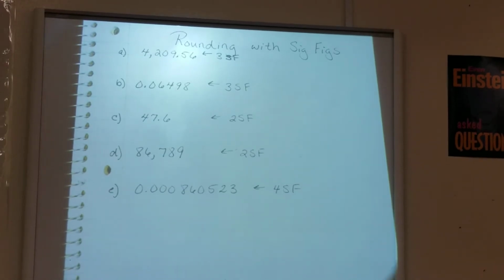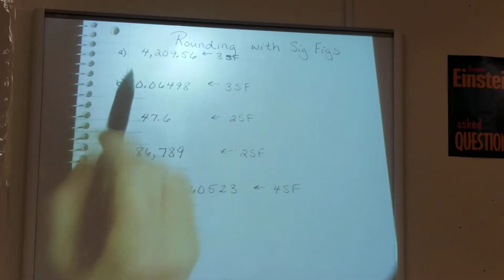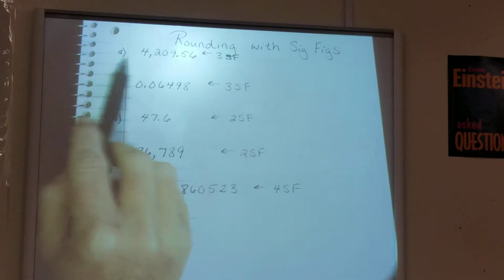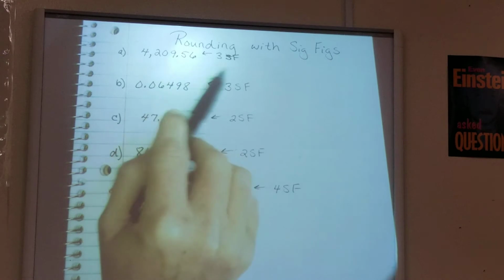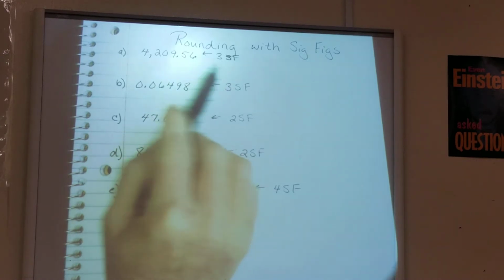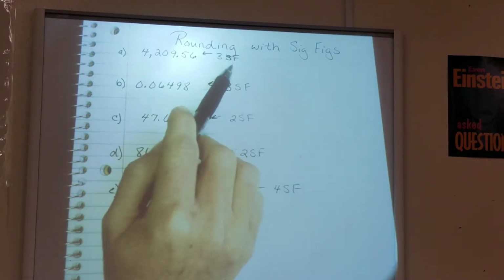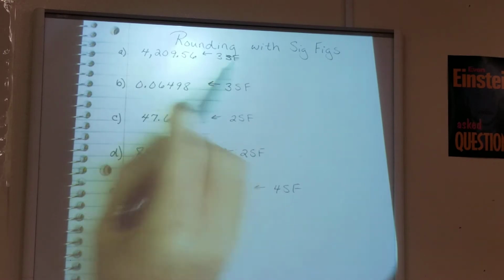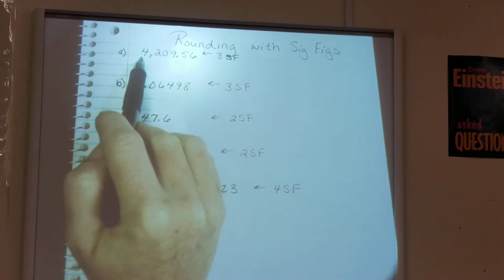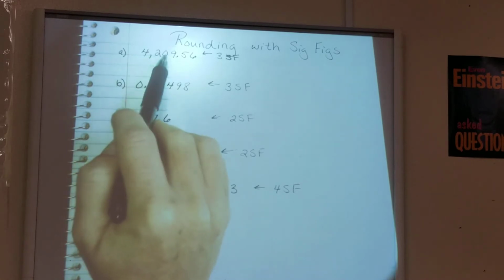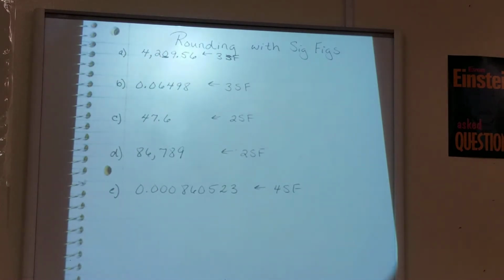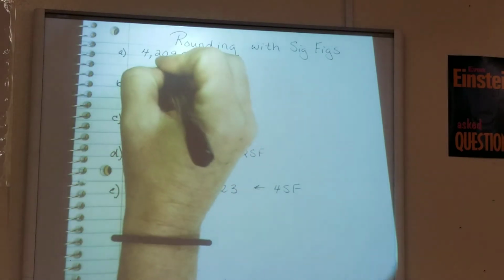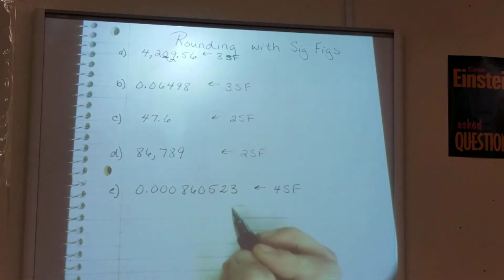Okay, so for a quick example on rounding with sig figs, I've got some numbers here. First of all, 4,209 and 56. If I wanted to round this number to 3 sig figs, if that was what I was indicated to do, I would start from the beginning of the number and I would count 1, 2, 3, 3 sig figs. I would know that I needed to stop right there. I would use the next number to help me round.